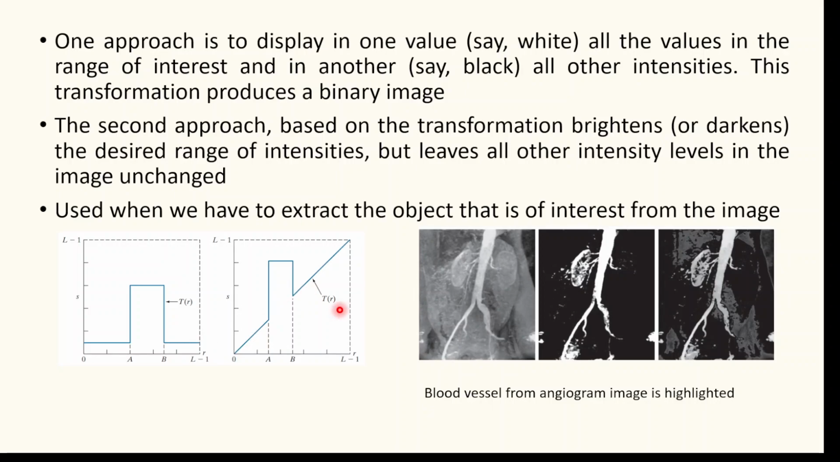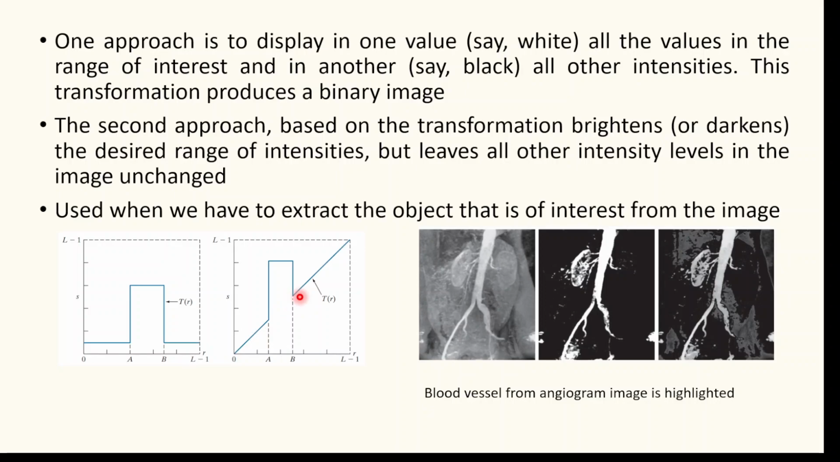The second approach is based on the transformation function that brightens the desired range of intensities, but at the same time it leaves all the other intensity levels of the image unchanged. So imagine my region of interest is this region, which will increase the quality of all those pixels within that range, but the remaining intensities will remain unchanged, which will not convert them completely to the black color.